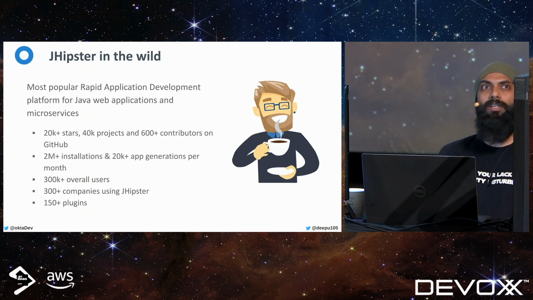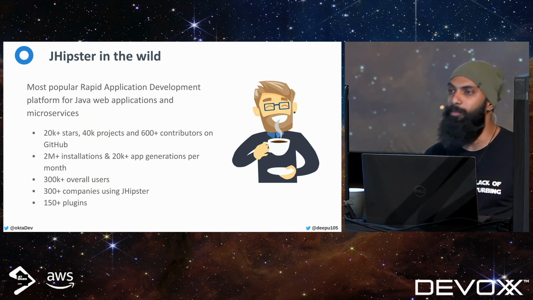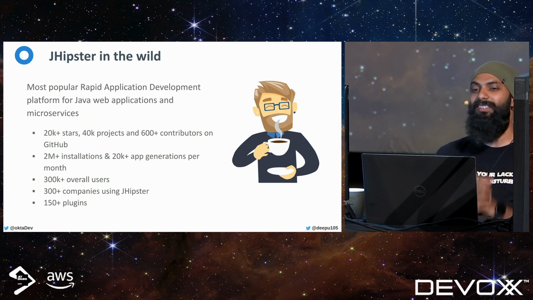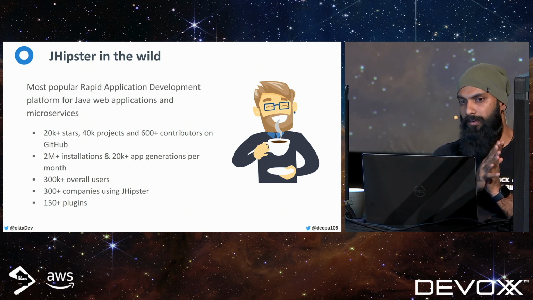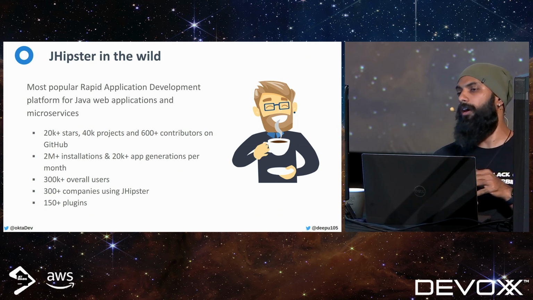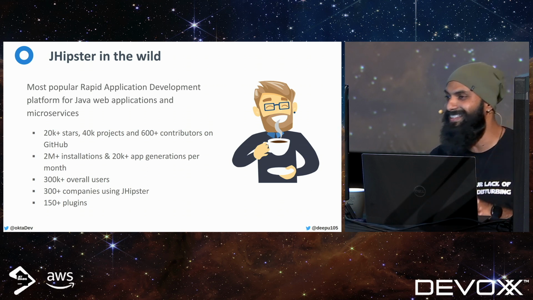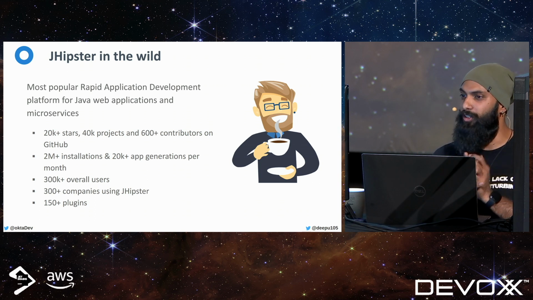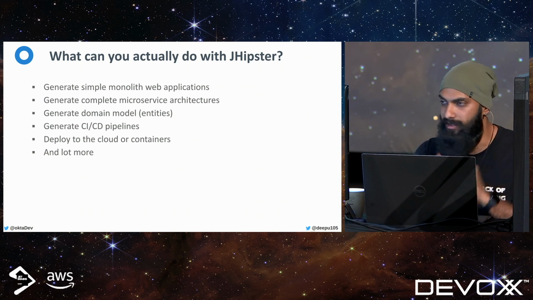Quickly about JHipster. Anybody here who has used JHipster or who is familiar with JHipster? Hey, I see hands. Nice. Okay, cool. I'm going to brag about JHipster a bit since I co-lead the project. JHipster is one of the most popular rapid application development platforms for Java. Quite popular on GitHub and everything. Around 40,000 projects generated every month. Probably half of them are demo projects like these. We have a lot of contributors, a lot of installations, and a lot of cool numbers, plugins, etc.